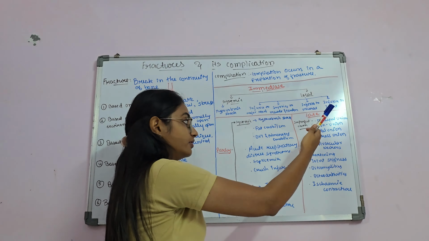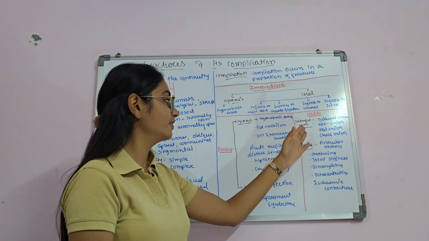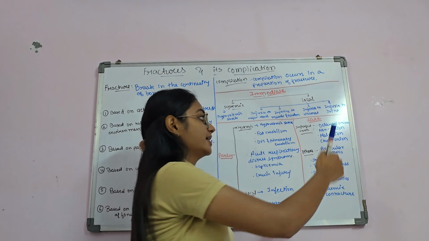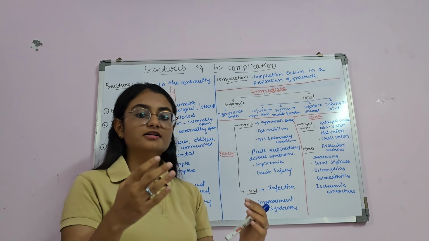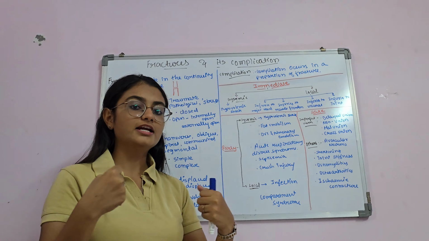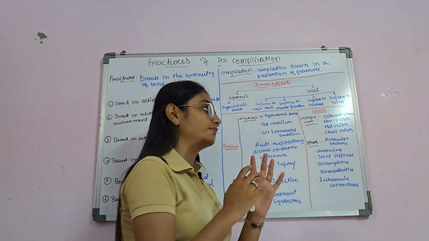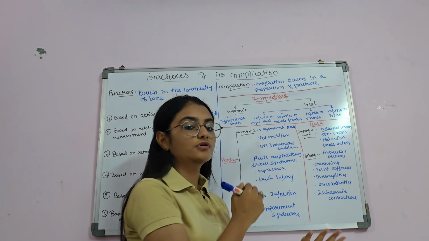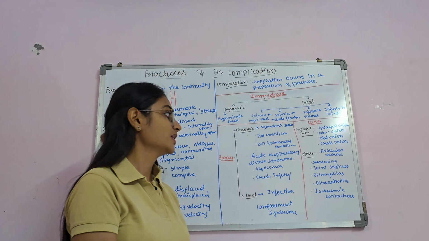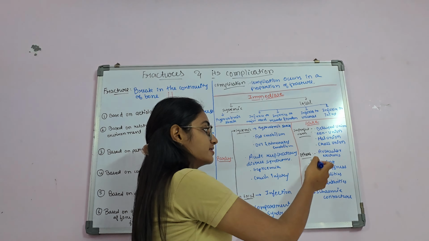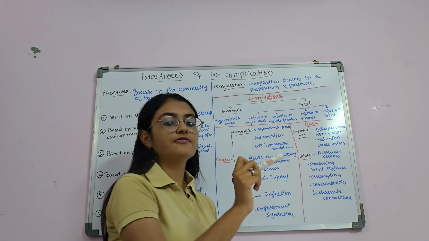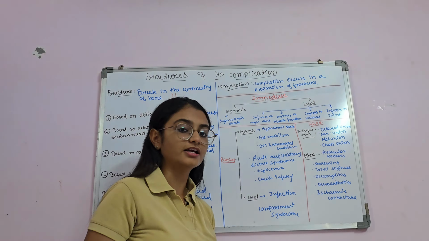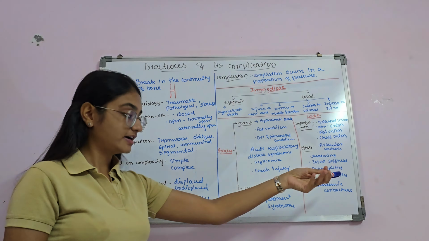Now for late complications there are 2: imperfect union and others. In imperfect union there is delayed union. Delayed union means the fracture did not unite in a specific period of time. Then the second is non-union. Third is malunion and the fourth one is cross union. Now in others, first is avascular necrosis. If there is not adequate blood supply to a part of the body, it leads to avascular necrosis.